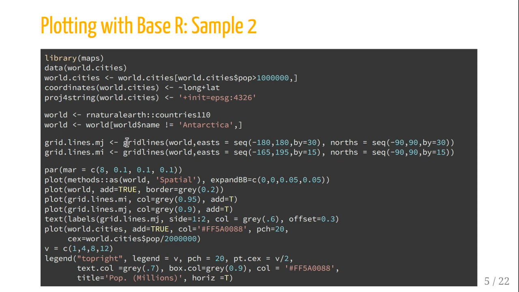So I took out Antarctica. Antarctica, I'm absolutely sure, has no city which has population greater than 1 million. So I plotted grid lines for showing the latitude, longitudes. Again, same thing: I wanted to expand the spatial bounding box a little bit so that I can fit certain other information over there. I plot the world. I plot the grid lines. I plot the labels for my grid lines, the latitude, longitude values. I plot the world cities. And then I plot a legend.